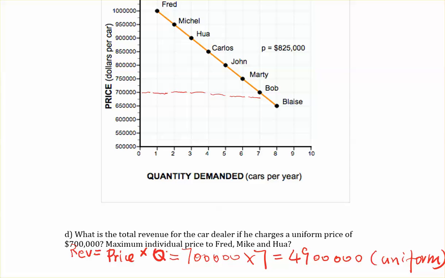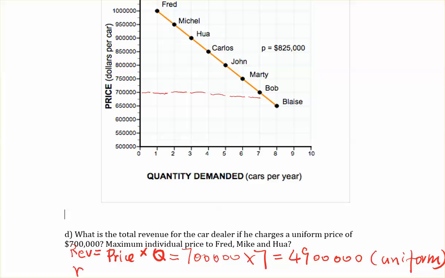So how about the price discrimination? For the price discrimination in this question, the dealer only sells the car to Fred, Mike, and Hua, and charges the maximum amount of money they want to pay. Which means all 3 people have no consumer surplus. All the consumer surplus becomes the firm's revenue. So first, we need to get the revenue the dealer can earn from each individual.